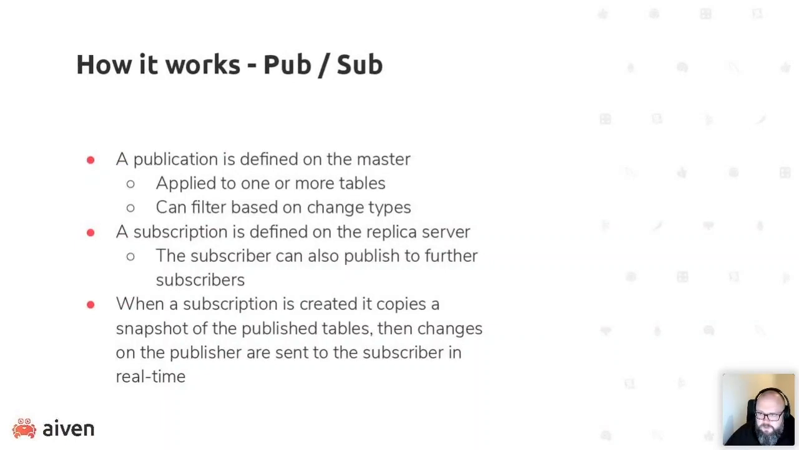To send over the changes that we are replicating, we use the pub/sub model. We first define a publication on the master. That publication is applied to one or more tables, and it can filter based on change types. Then a subscription is defined on the replica and attached to the publication. When a subscription is created, it copies a snapshot of the published tables. Then any changes on the publisher are sent to the subscriber in real time.